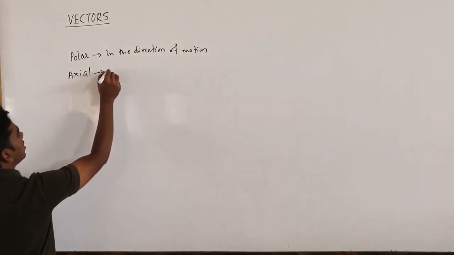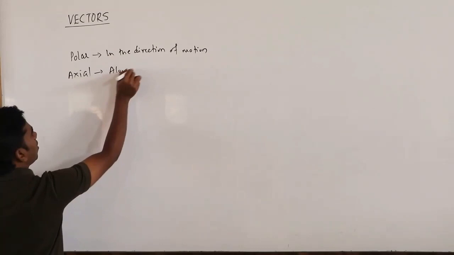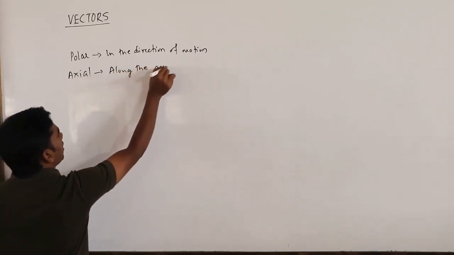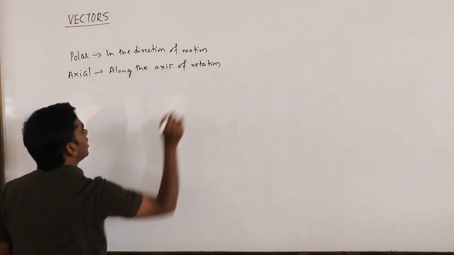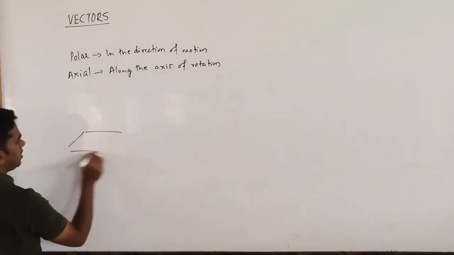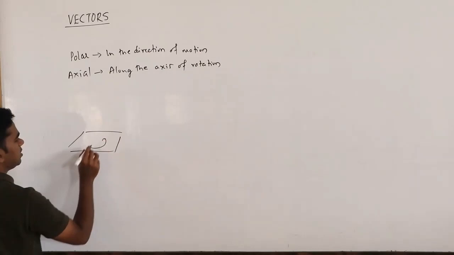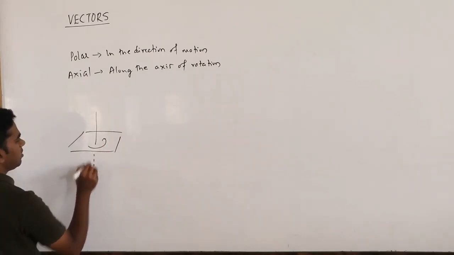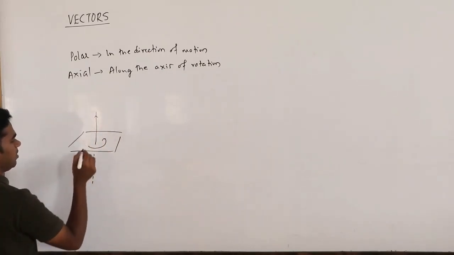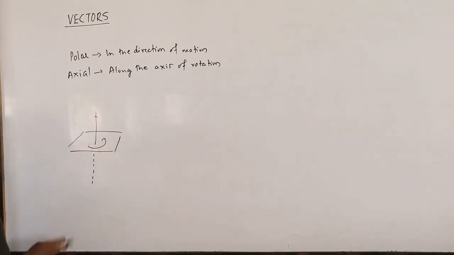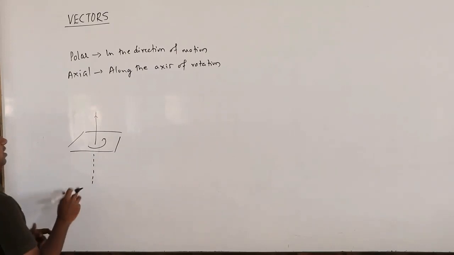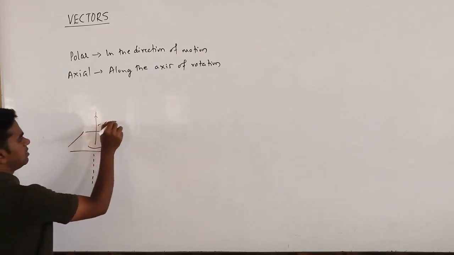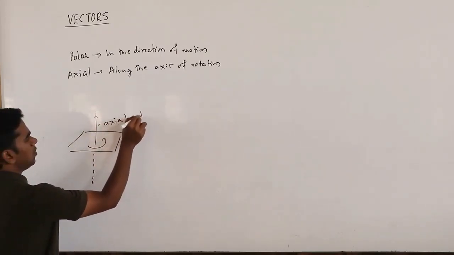Axial vector is along the axis of rotation. Okay, so suppose something is rotating in this direction, so your vector may be along here or maybe downward. It all depends on the direction of rotation. So if I rotate in this direction, it may move in the upward direction. So this is what we call the axial vector.